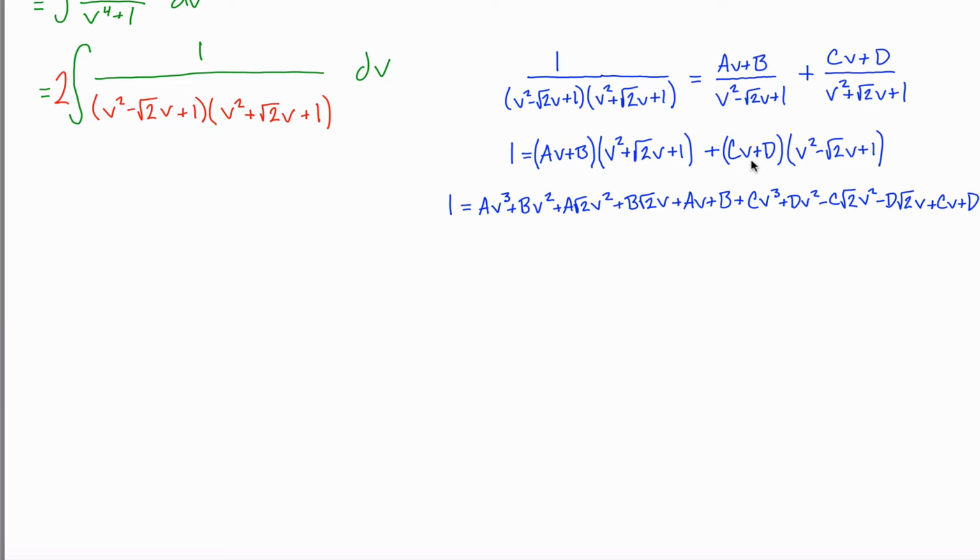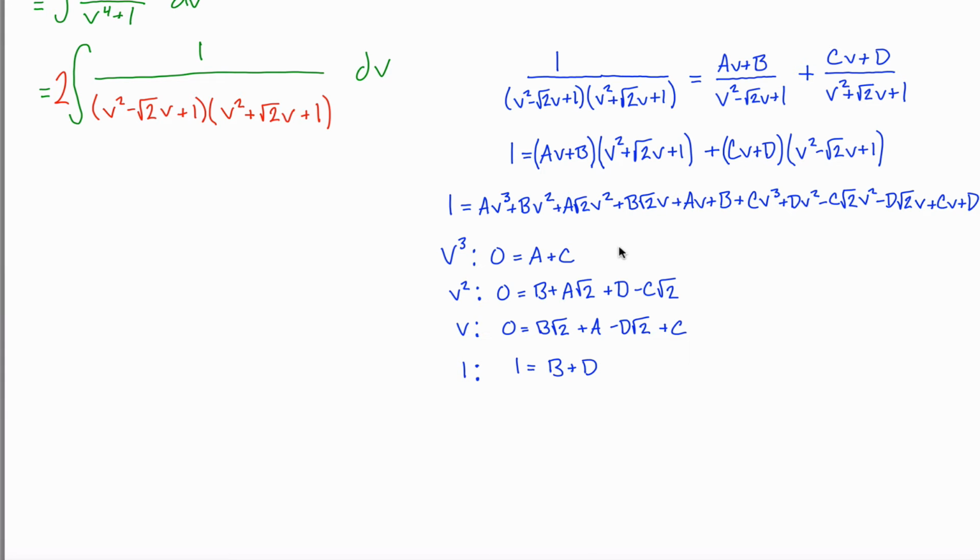So you expand this all out and you get here, which looks horrible, but really it implies 4 different equations. So matching coefficients, on the left-hand side, I have nothing in front of my v cubes. And on the right-hand side, I have an a in front of a v cubed and a c in front of a v cubed. So a plus c must equal 0. Similarly, for my v squares, I get this equation. My v's, I get this equation. And for my constants, I have a 1 on the left side and a b plus d on the right side. So I have a system of 4 equations with 4 unknowns, so I can solve that system of equations.